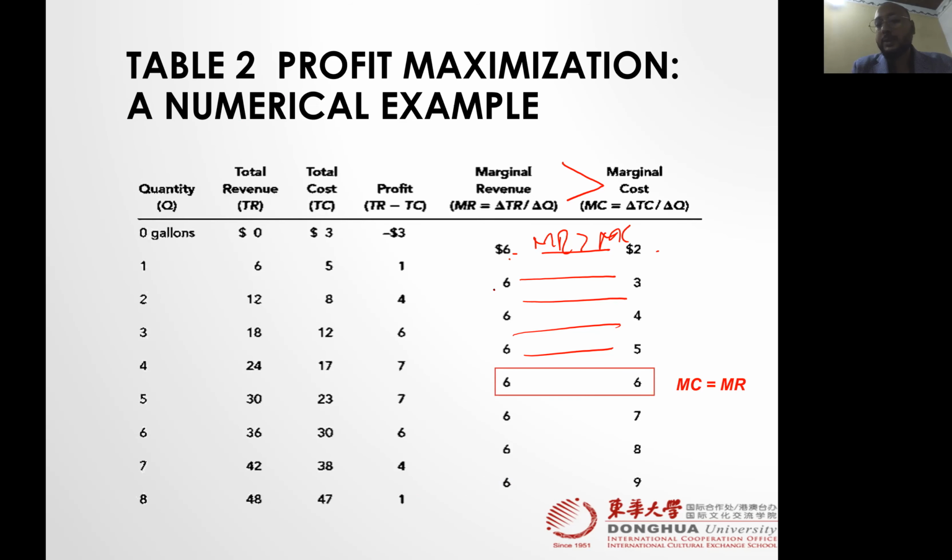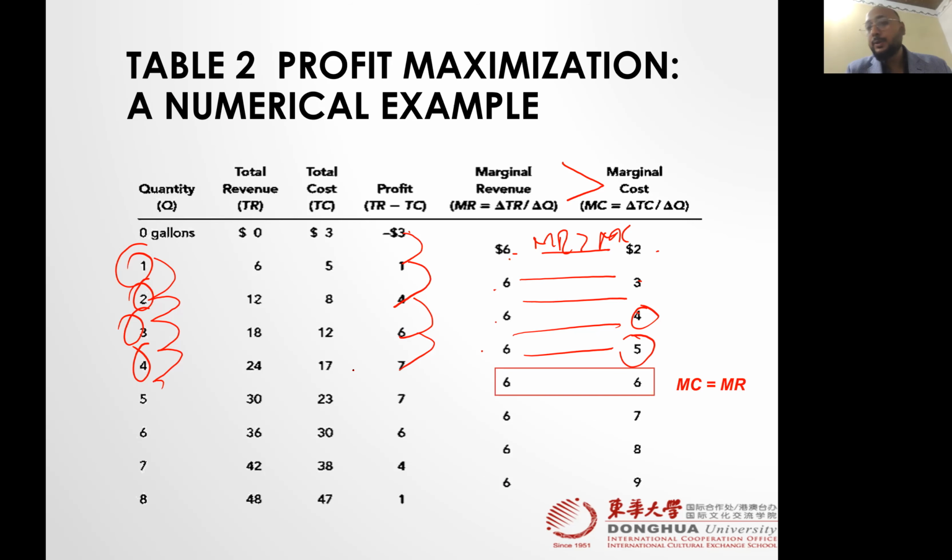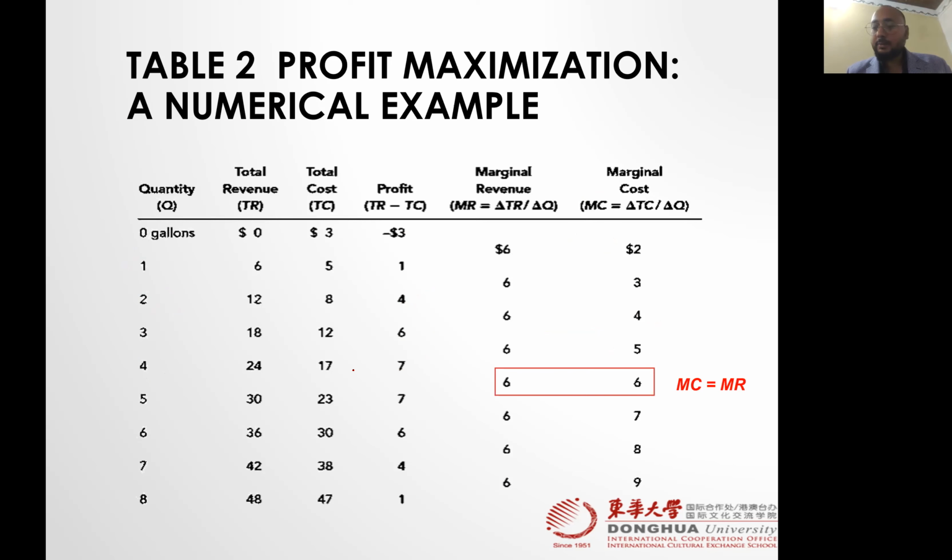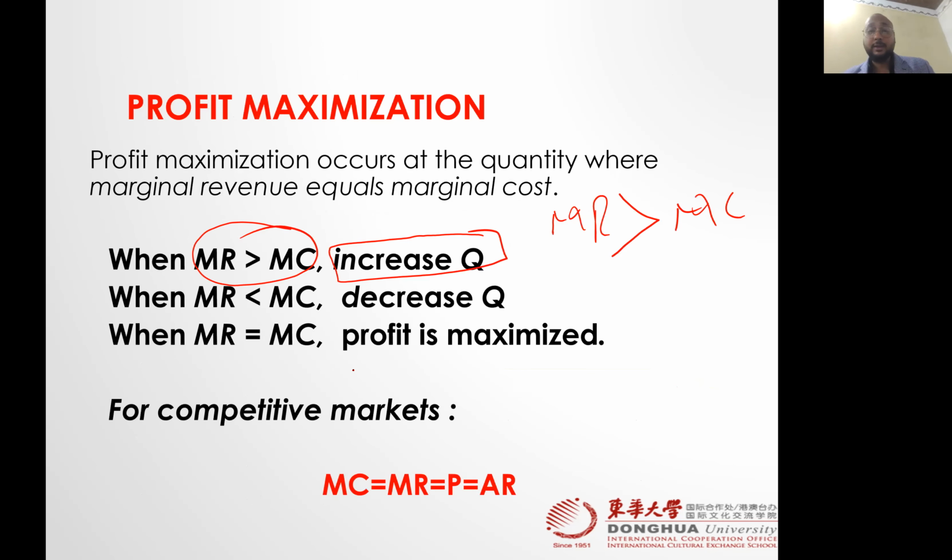6 greater than 2, 6 greater than 3, 6 greater than 4, 6 greater than 5. By increasing production from 1, 2, 3, 4, 5, you are increasing your profit from -3 to 1, 1 to 4, 4 to 6, 6 to 7. All right? So this is the managerial condition for your business.